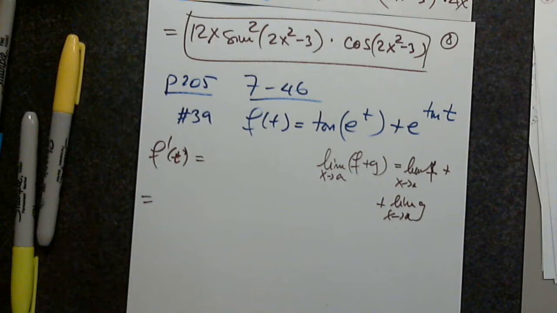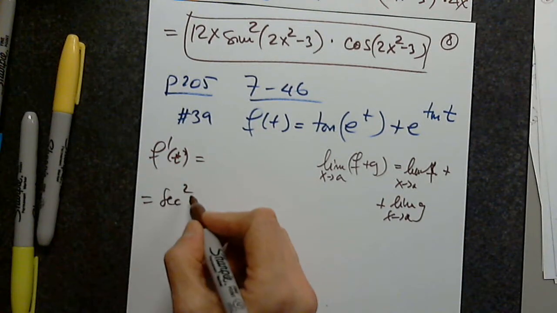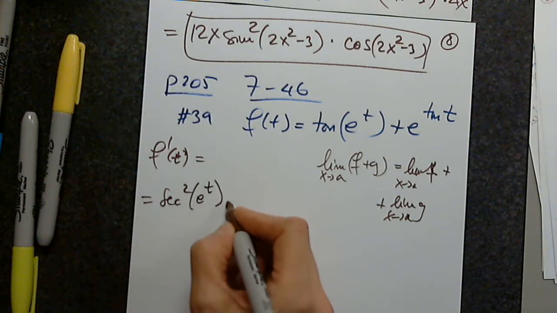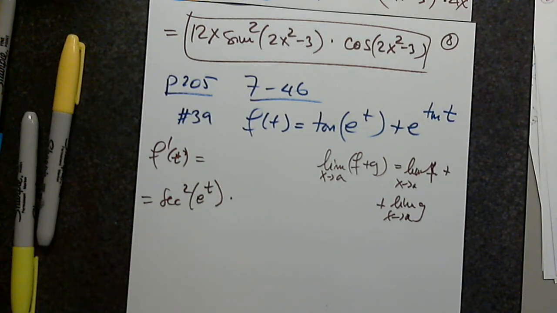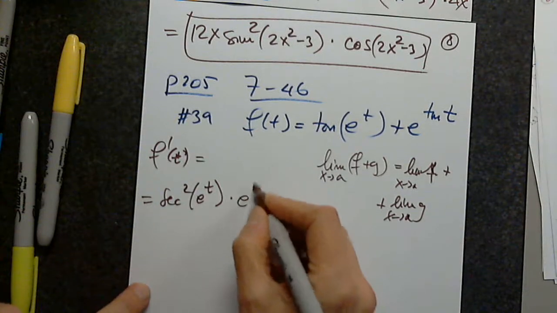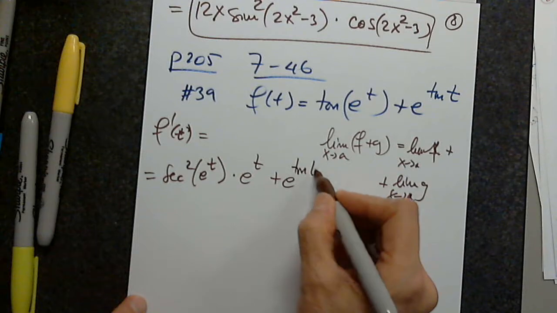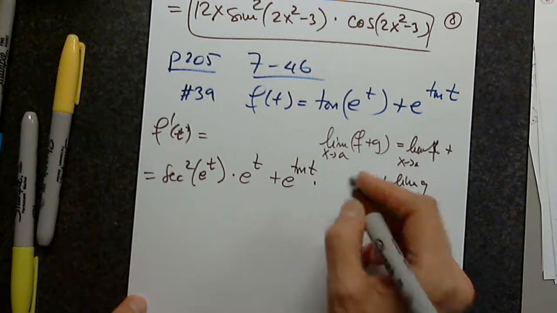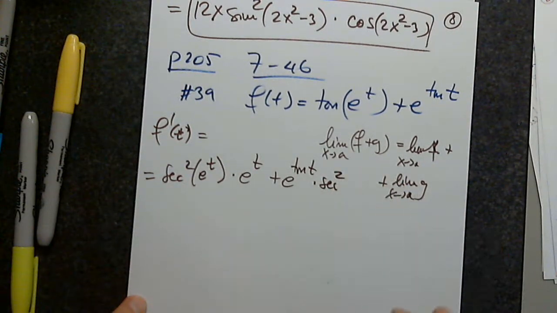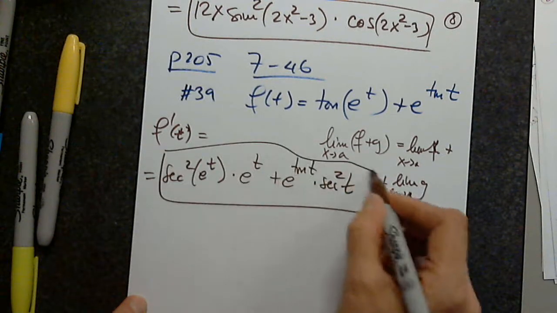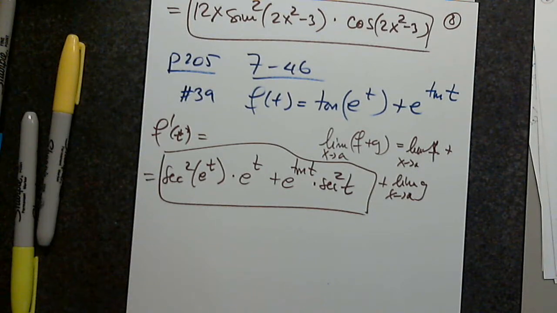Secant squared. Very good. Secant squared of? U. Very good. Times the inner function prime, which is? U. Awesome. Plus? U. Yes. Times? Secant squared. Secant squared of? Exactly. No one can simplify this. Don't even try. Very good pick. Anything else?